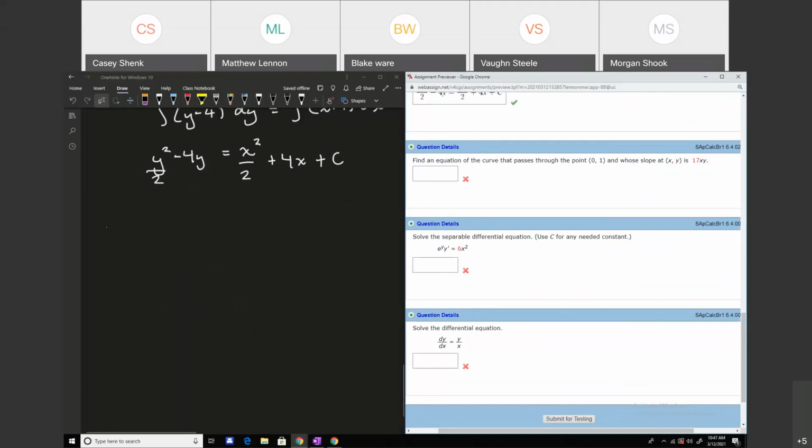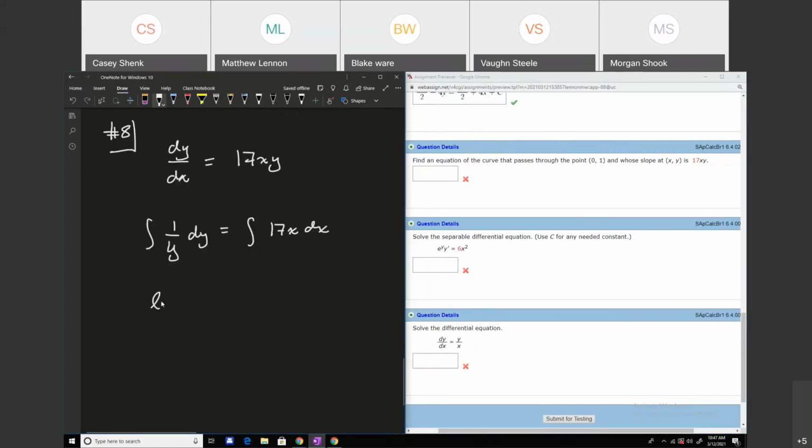So when they tell you the slope is 17xy, that's giving you a differential equation. It's telling you the rate of change dy/dx is 17xy. So what you end up with is 1 over y dy is equal to 17x dx, when you cross multiply, moving the y's left and the x's right. So we get the natural log of the absolute value of y is equal to 17x squared over 2 plus a constant.